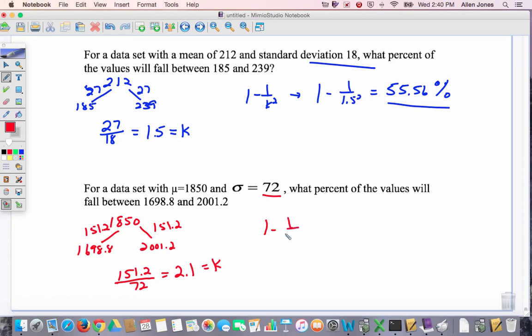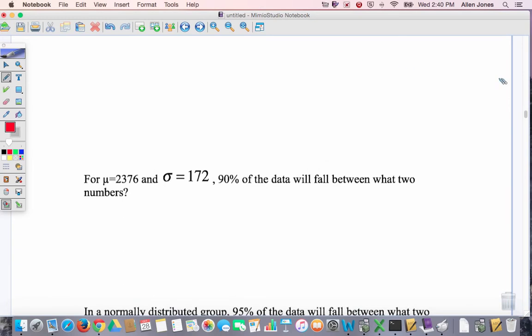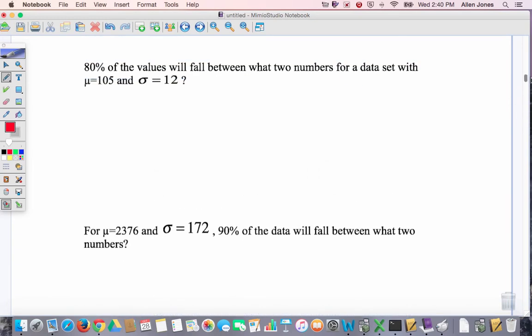That number of standard deviations we are away is k, so 1 minus 1 over 2.1 squared will tell us that approximately 77% of the values will fall between 1698.8 and 2001.2. So there's our first look at Chebyshev's theorem.